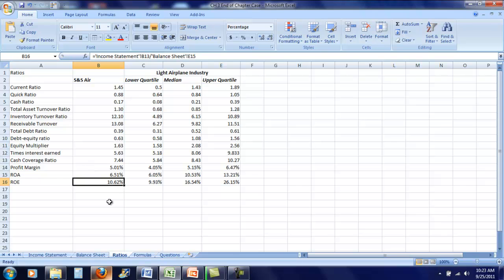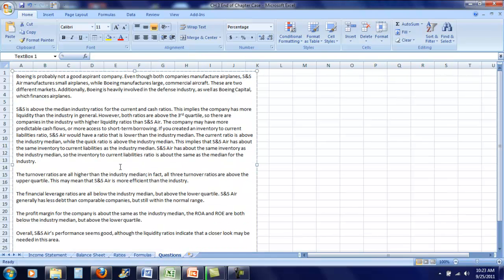So the questions in the ratio analysis were: they chose to compare themselves to Boeing. Is this a good idea? Why or why not?